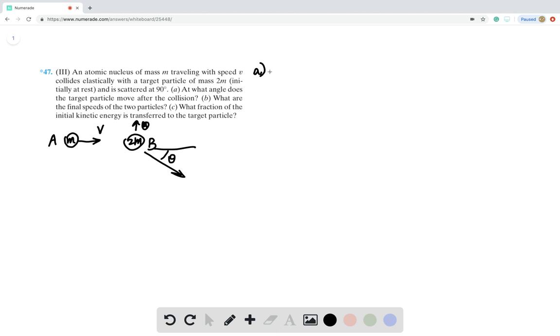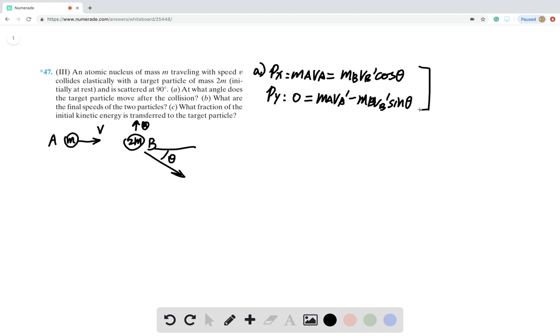So let's write down the conservation of momentum separately. In the x direction, the initial momentum is MA VA, and afterwards, because A has no x component, it is MB VB prime cosine theta. And in the y direction, initially there is no momentum. Afterwards, it is MA VA prime minus MB VB prime sine theta. So this is conservation of momentum.